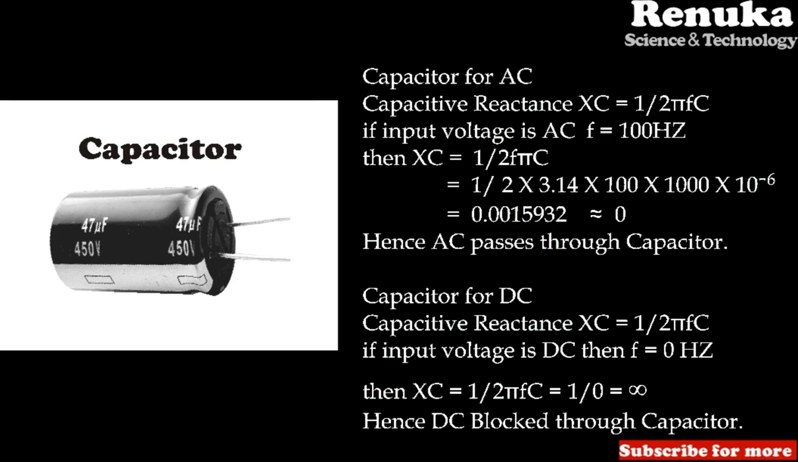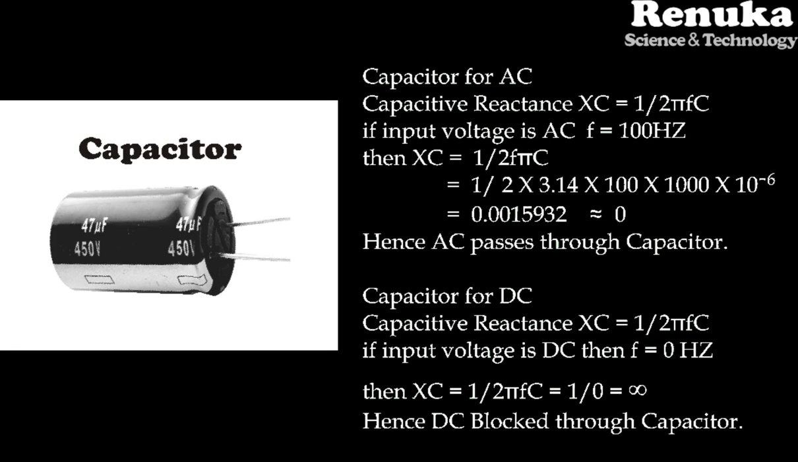If you calculate it, it comes to be 0.00159932. You can see this value is near about 0. So we can consider that the reactance of the capacitor, if the frequency is 100 Hz, is found to be 0. Hence, the opposition by the capacitor to AC current is near about 0. So the AC can easily pass through the capacitor. So this was for AC in the case of a capacitor.